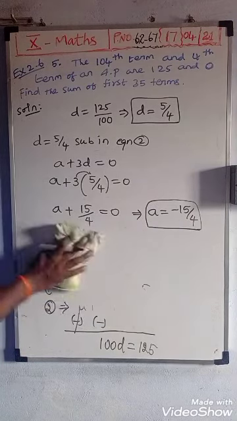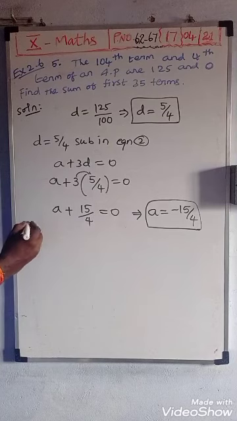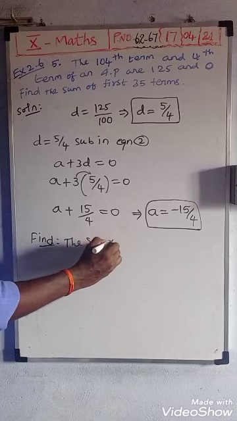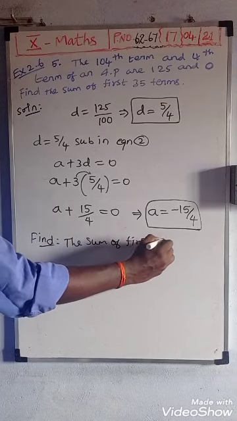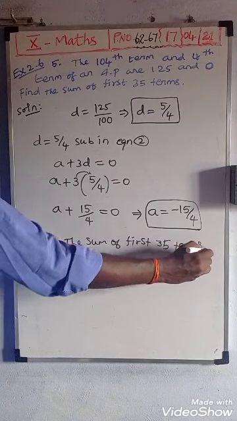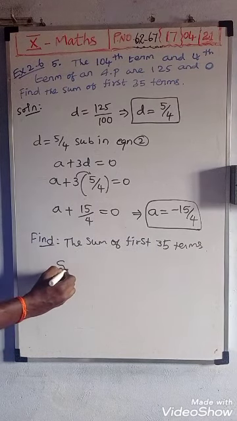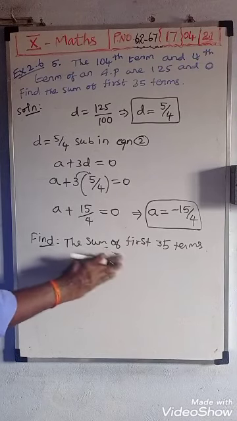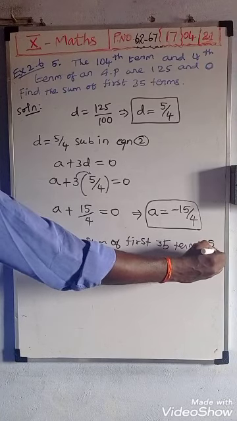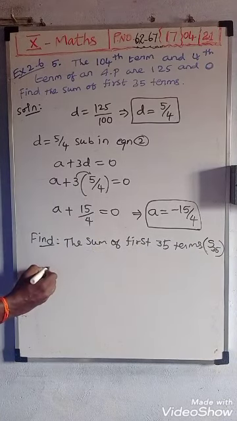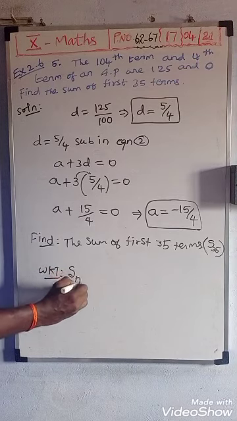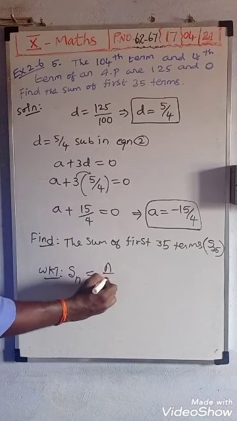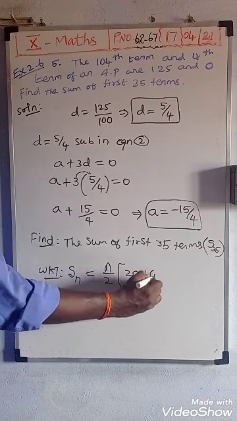Therefore the question has to find the sum of the first 35 terms. Yes, S35 we want to find. Now we know Sn, the sum of the terms of the AP, Sn is equal to n by 2 into (2a plus (n minus 1) into d).